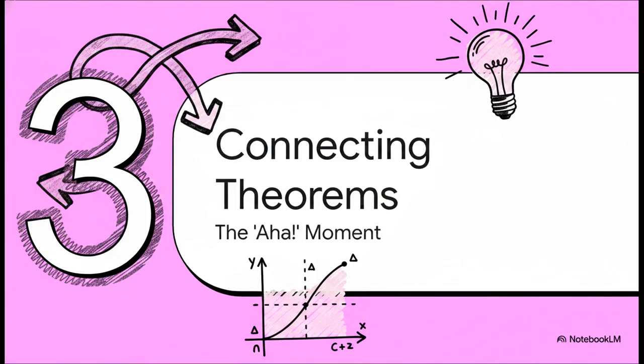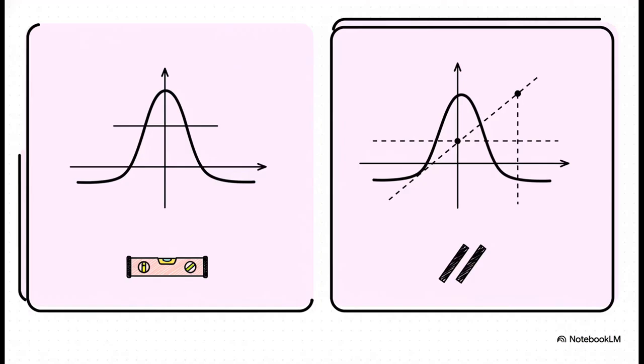All right, now for my favorite part. This is where we connect the dots between Rolle's and Lagrange's. This is the aha moment where it all really clicks. This slide lays it out so clearly. Rolle's is the specialist, right? It's got 3 strict conditions and gives you a very specific result, a perfectly horizontal tangent. Lagrange's MVT is the generalist. It's more flexible, has fewer conditions, and its conclusion is broader. There's a tangent line that's parallel to the line connecting the start and end points.